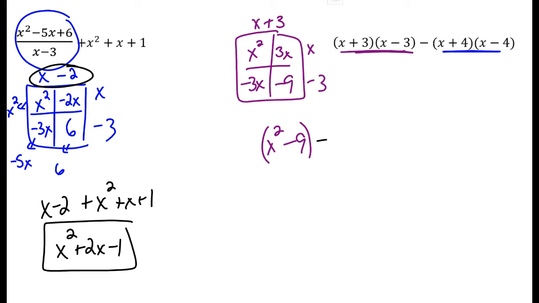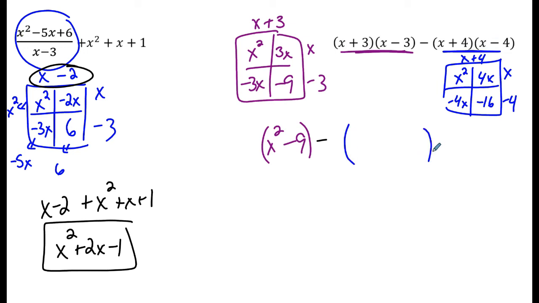Minus, well, what does the blue give me? The blue gives me, let's see, x plus 4, x minus 4. X squared, 4x minus 4x minus 16. Good. That middle term also adds to 0 because this is the factored form of the difference of perfect squares. We will be factoring soon. Your favorite F word. X squared minus 16.